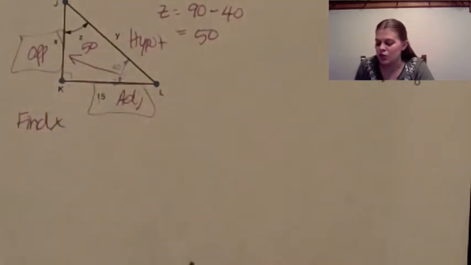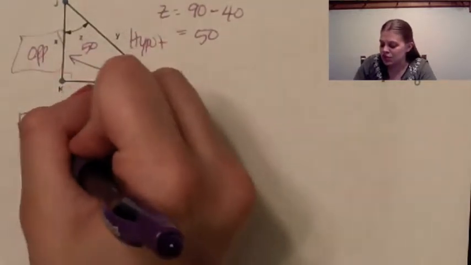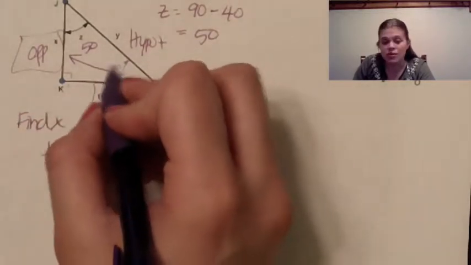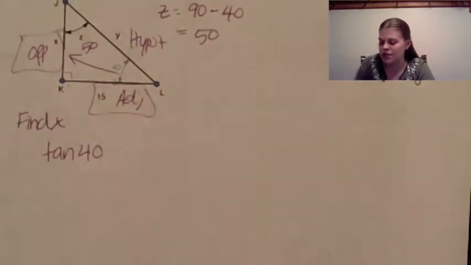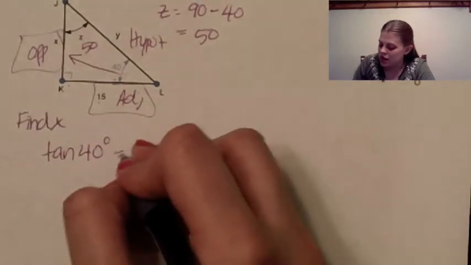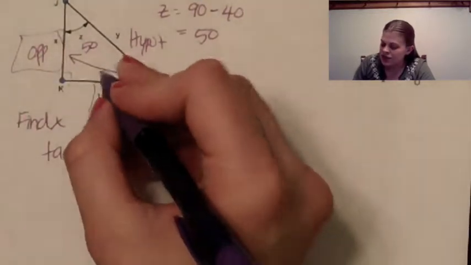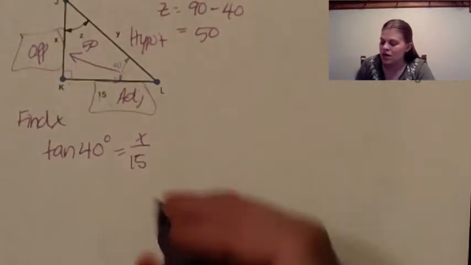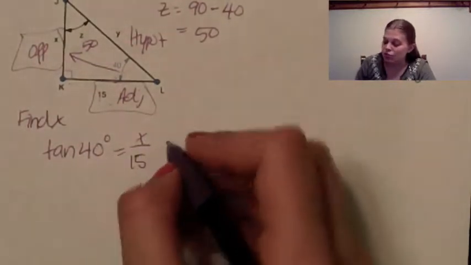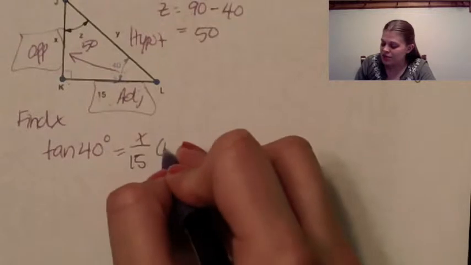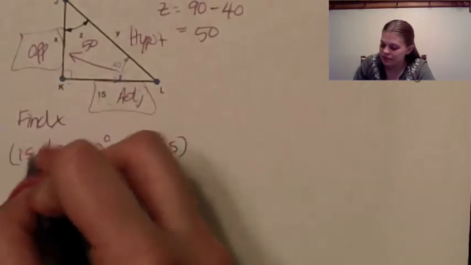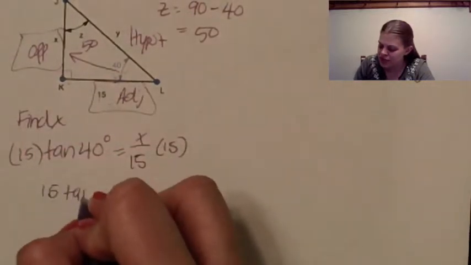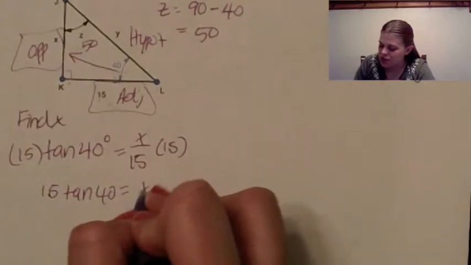Okay? So opposite and adjacent goes with tangent. So I'm going to set it up as tangent of, notice I have the angle, so I'm going to put 40 next to the tangent, equals the opposite, which is x, over the adjacent, which is 15. So to get the x by itself, I have to get rid of the dividing by 15, so I'm going to multiply by 15. So I have 15 tangent of 40 equals x.